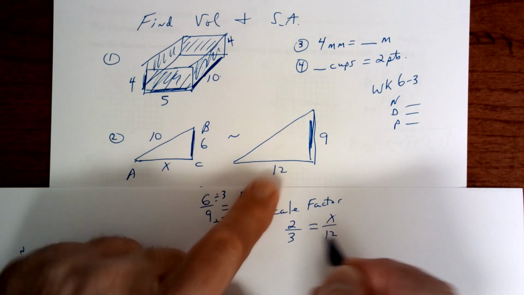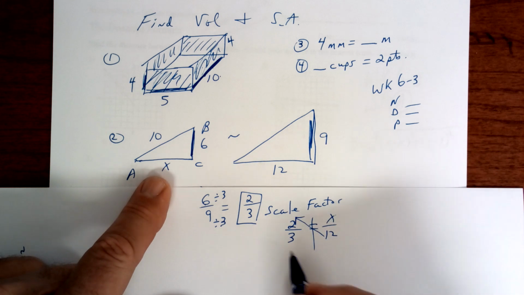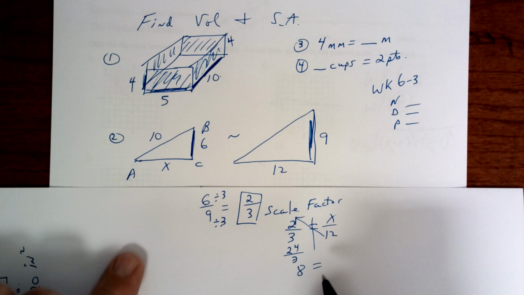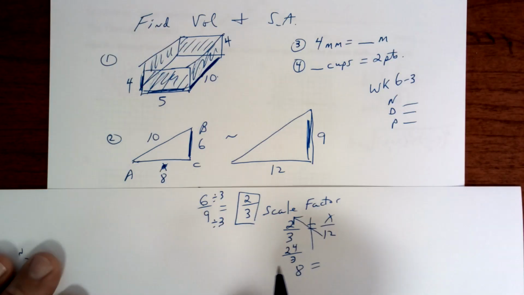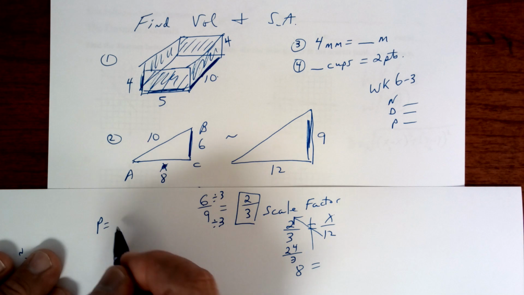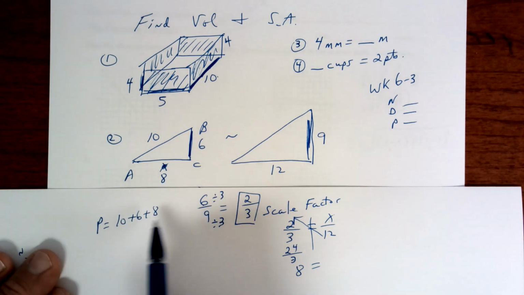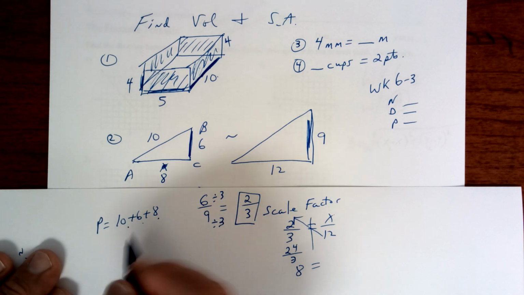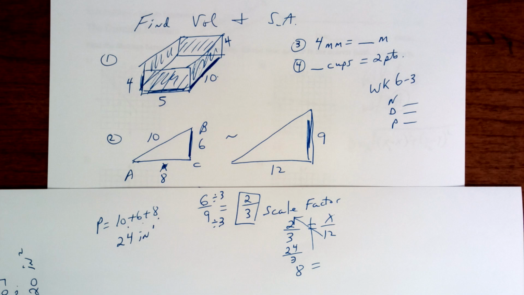See, we need this side right here. So that's going to be 24 divided by 3, which equals 8. So x is equal to 8. And then you add it all up. So perimeter equals 10 plus 6 plus 8. This is 14, and 10 makes 24 inches. And that's how you do that. It's kind of tricky, but that's how you do it.